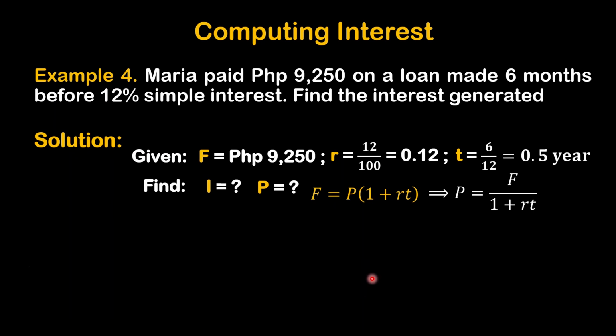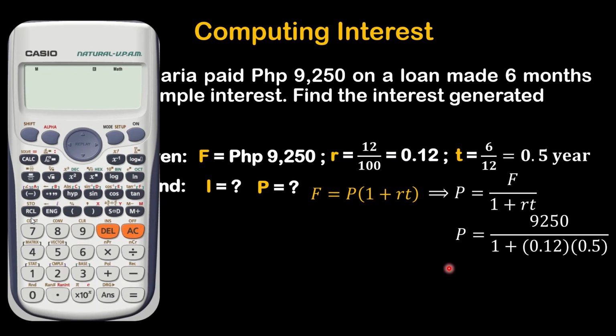Now, to solve for P, all we need to do is i-plug in lang natin yung ating mga given dyan. So, of course, we have the F, or the future value, which is 9,250, over 1 plus, of course, ang value ng R natin, or the rate, which is equal to 0.12, then multiply it by 0.5. Then, ang gagawin lang natin is i-plug in lang natin to sa ating calculator. So, that is, of course, 9,250 over 1 plus 0.12 times 0.5. Okay, then click equal.